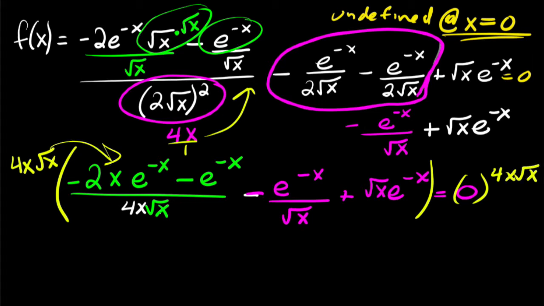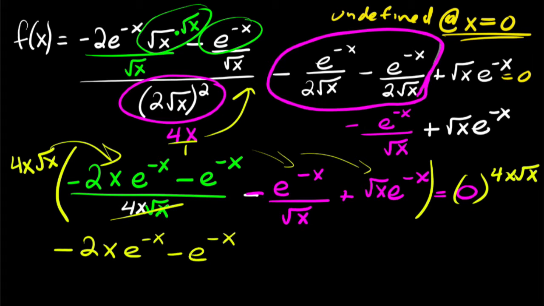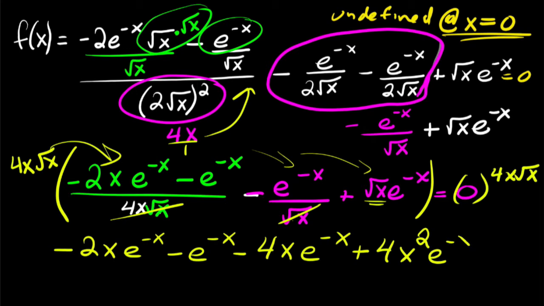Okay, so when I distribute this, that's going to get rid of that one. So I'm just going to have minus 2x e to the negative x minus e to the negative x. When I get rid of this square root of x, I'm still going to have minus 4x e to the negative x. And when I multiply these, that's going to give me plus 4x, and then square root of x times square root of x gives me another x. So this is going to be 4x squared e to the negative x is equal to 0. Wow.